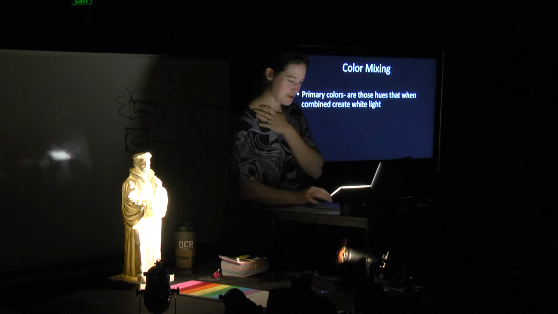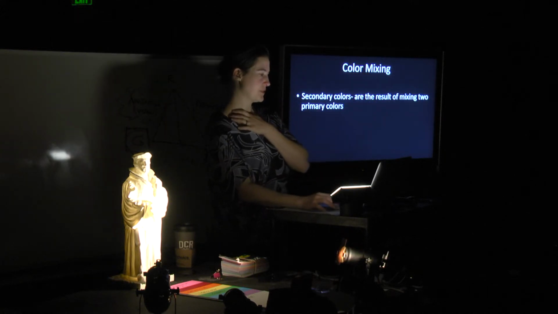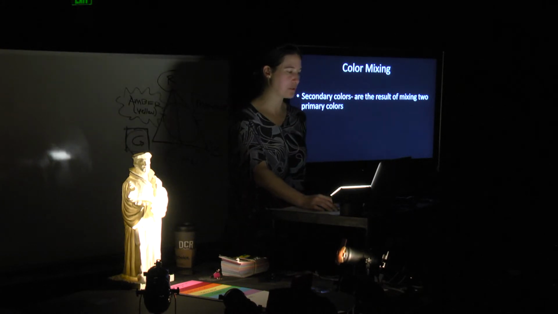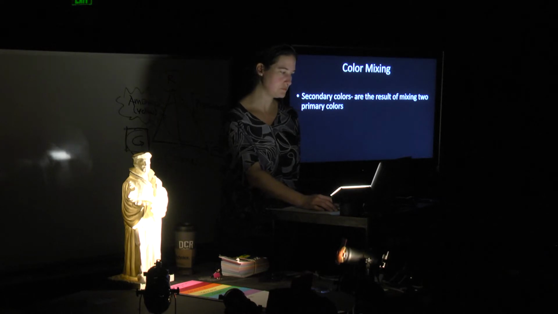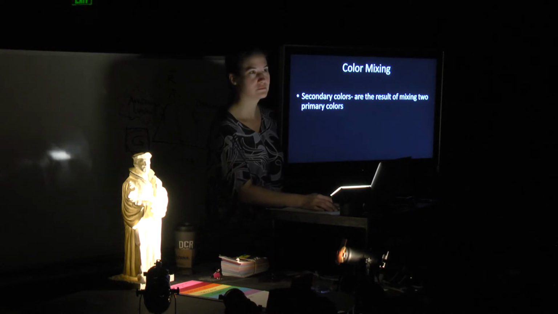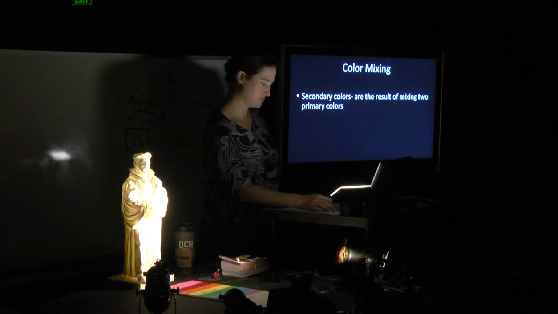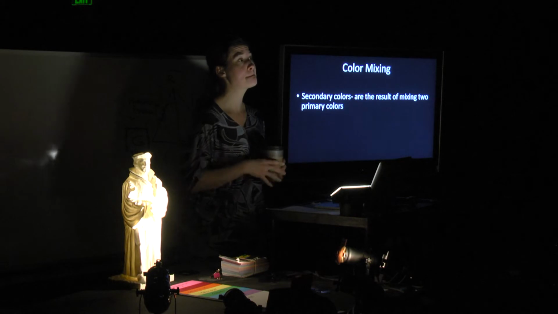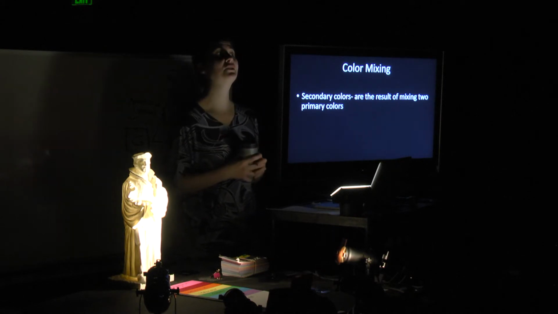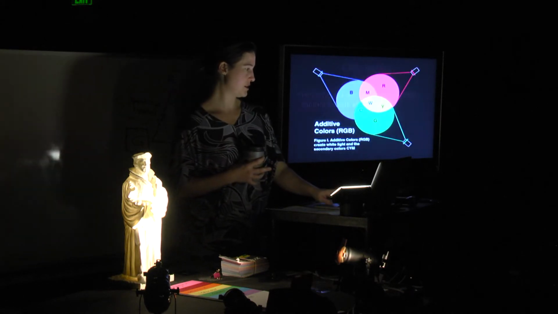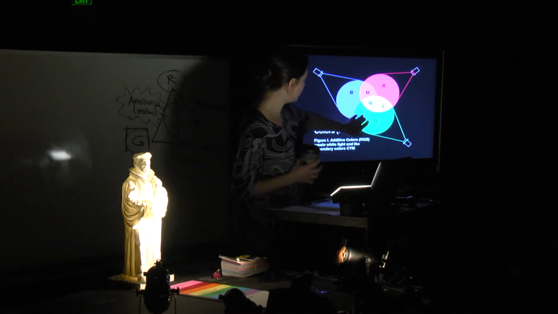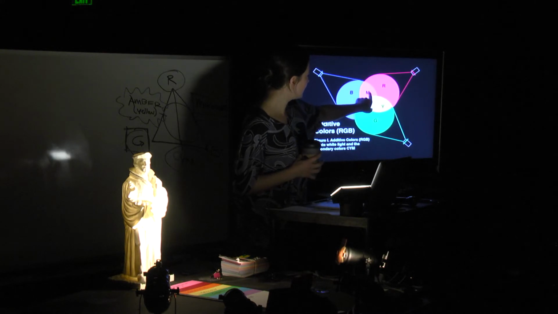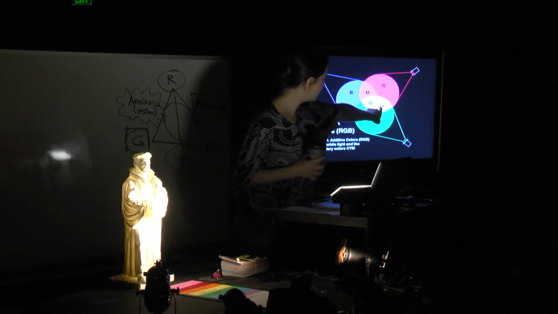I promise you part 2 is more exciting than part 1 of this color lecture. Secondary colors are the result of mixing 2 primary colors. What's the primary one? Primary colors are red, green, and blue. So these are the primary colors, red, green, blue. And then these are the secondary colors, magenta, cyan, yellow, or amber.